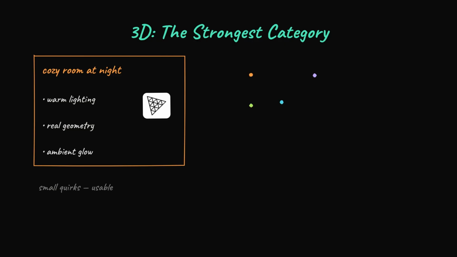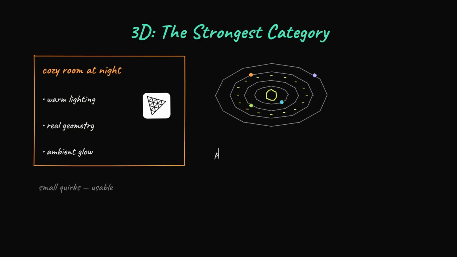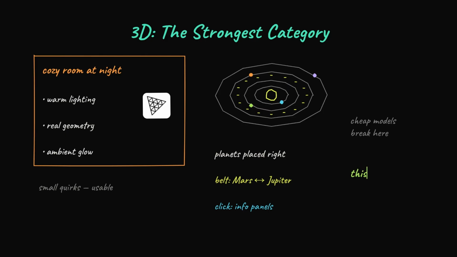Then I asked for a full solar system, and it placed every planet correctly, kept the asteroid belt between Mars and Jupiter, and attached an info panel to each planet on click. That kind of factual attention inside a code generation task is where cheap models usually fall apart, and this one didn't. SVG is decent, but not flawless.